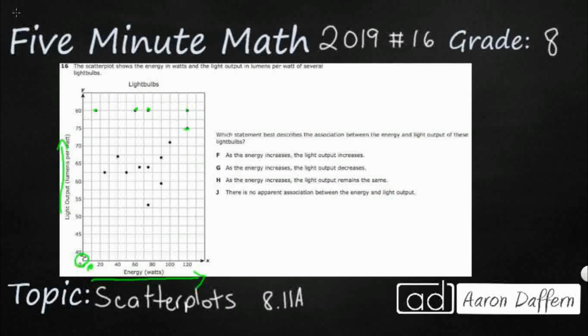All right, so which statement best describes the association between the energy and the light output? As the energy increases, the light output increases. Okay, so we're looking for something that looks like a trend line. It doesn't have to be an exact line, but a trend line encapsulates some data, is near a whole bunch of data.